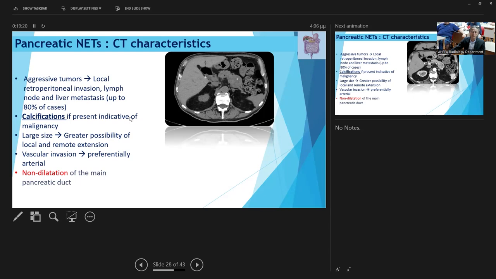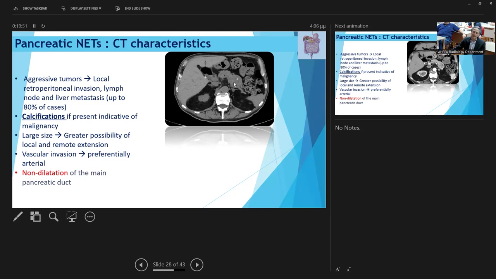In case of a huge lesion, we should evaluate the relationship mainly with arterial vessels when we are in front of a pancreatic localization. And the most important sign to make the correct differential diagnosis with adenocarcinoma is the non-dilation of the main pancreatic duct. So in neuroendocrine tumor, we do not have any dilation, while in case of pancreatic adenocarcinoma, a typical sign is the dilation of the pancreatic duct.